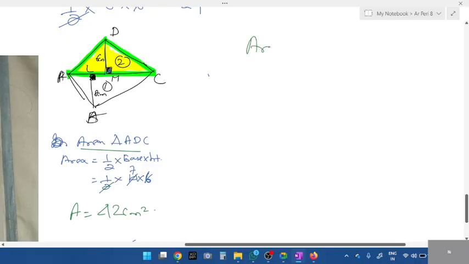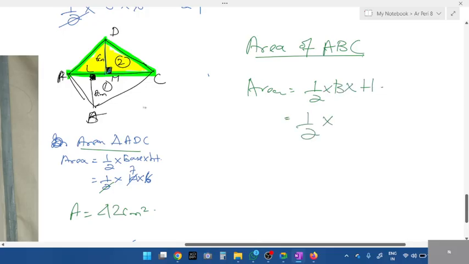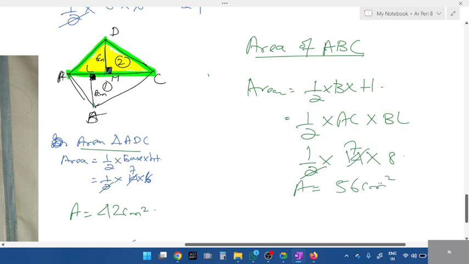Which is the other area we have? The second area, area of ABC. What is area, students? Half into base into height. So one by two into what is the base? Isn't it touching the same base, AC? AC into height, BL. Look at the textbook diagram, BL. Half into base, you have to take the same base, 14. What is the height given? 8. 2 ones are 2, 2 sevens are 14, 8 sevens are 56 centimeters square. Add both.